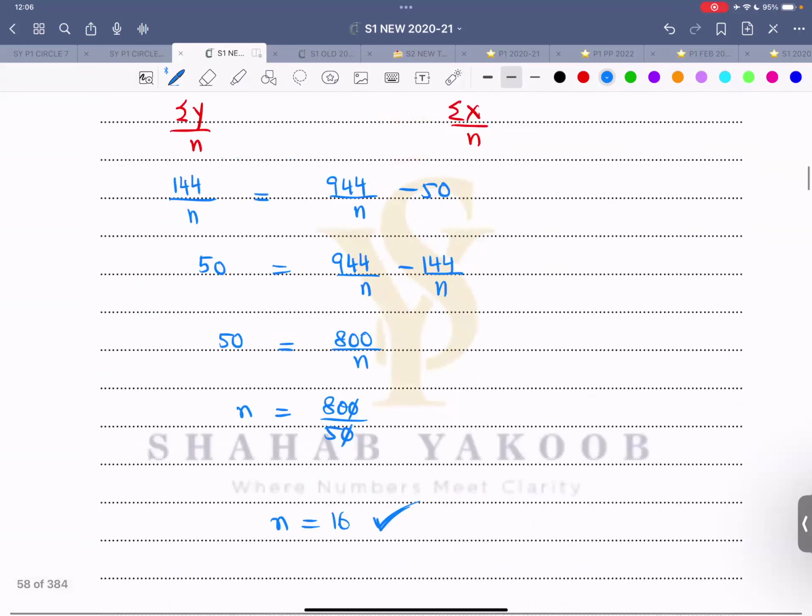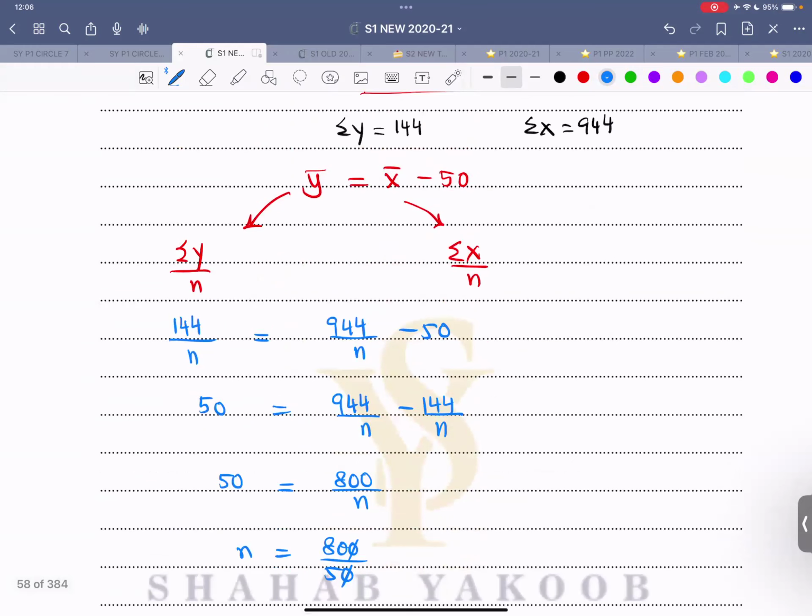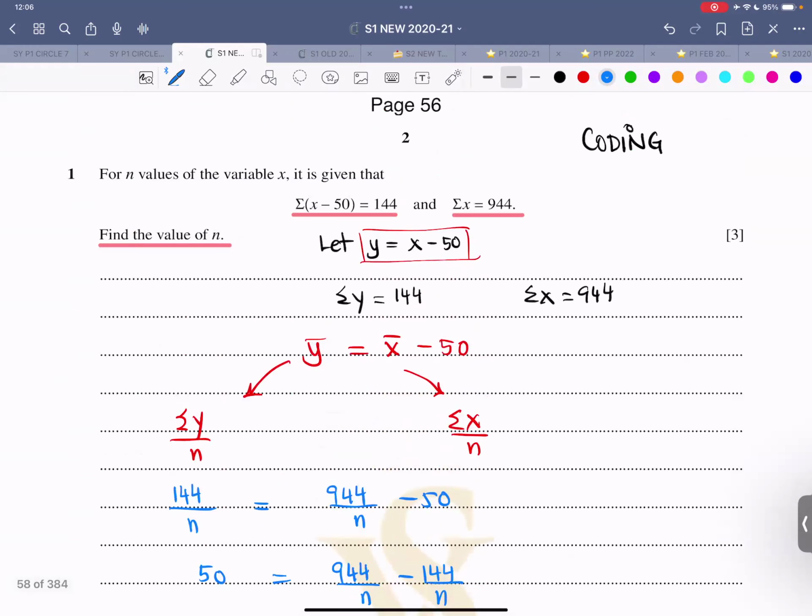So I did this whole question without even using the calculator. So that was so simple, but conceptual. Yes, you have to make sure that you understand the relationship between y bar and x bar. Whatever is the relationship of the original variable, that is also the relationship between y bar and x bar.